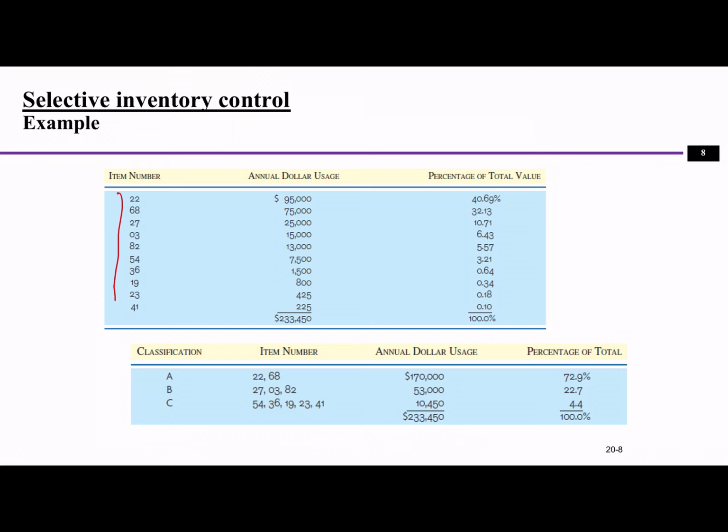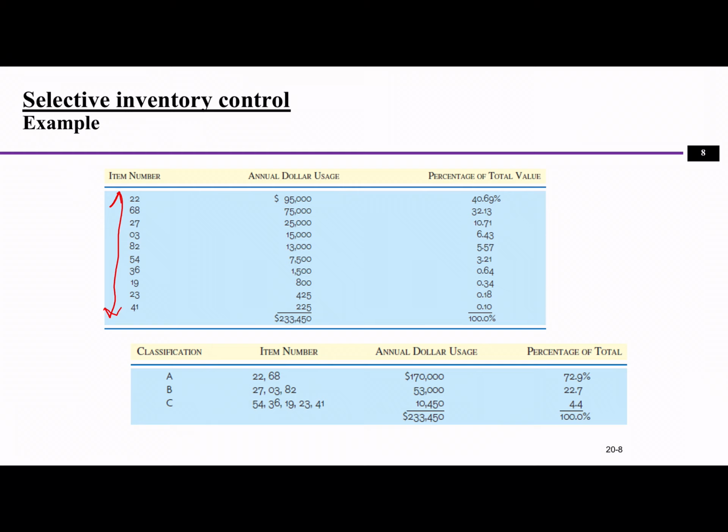These are all the item numbers, and you can see the dollar volume or dollar usage for each of the parts. These are part types, right? Item numbers. And you can see item 22 is 95,000, and item 68 is 75,000, and all the rest are pretty low dollar volume. So in this case, we can categorize 22 and 68 into the first class, which is A.